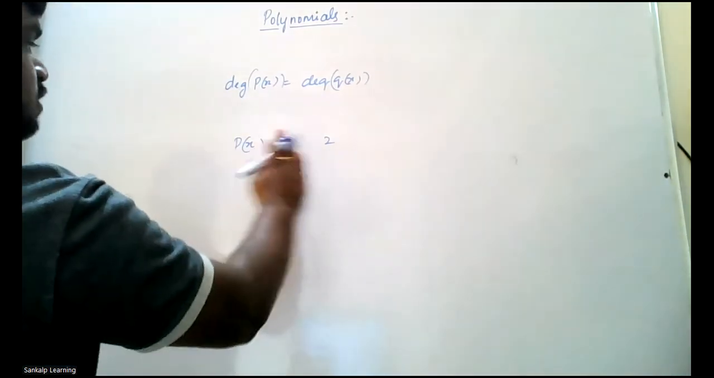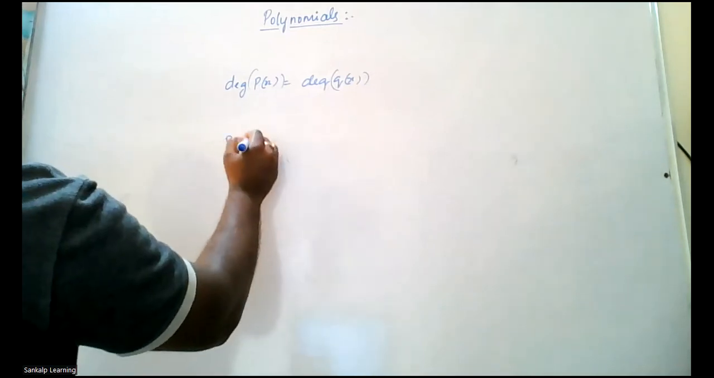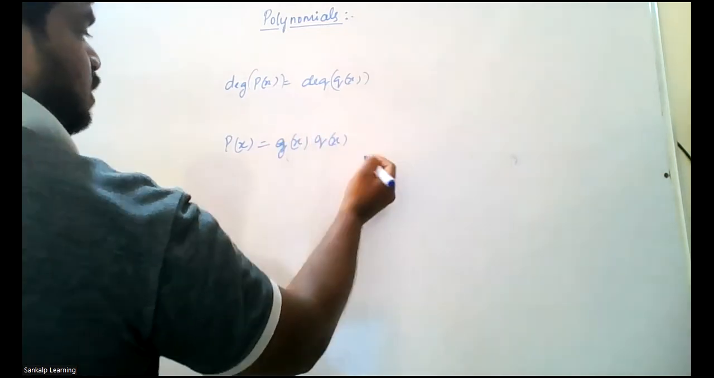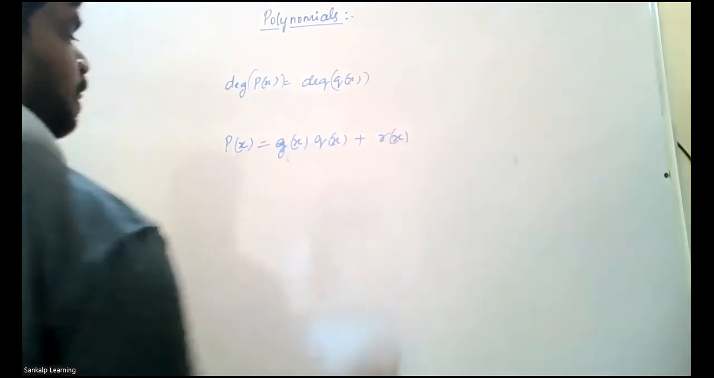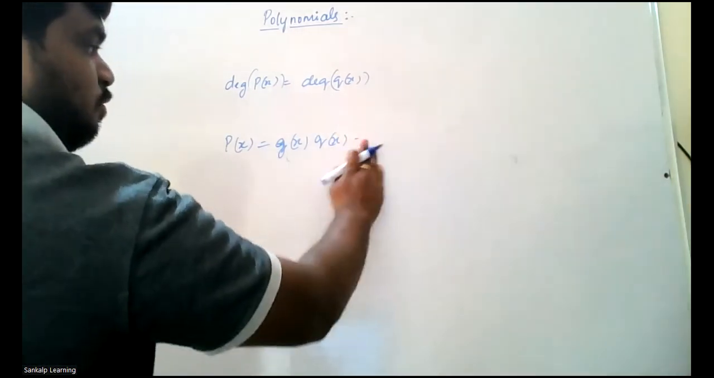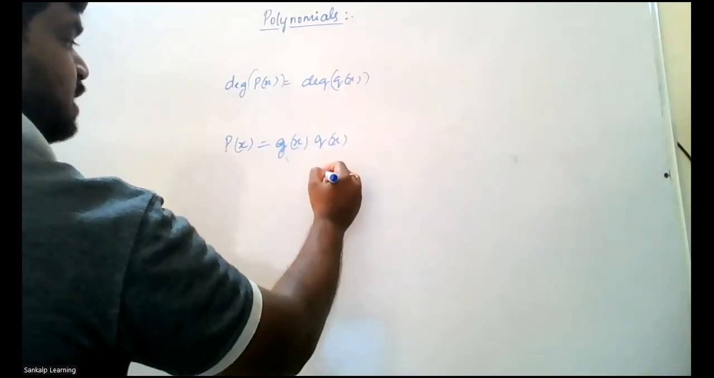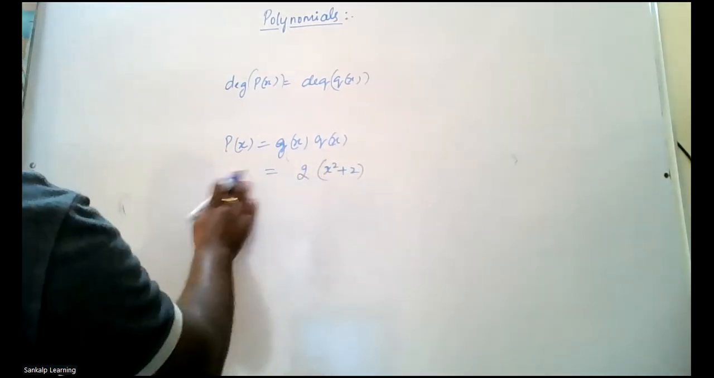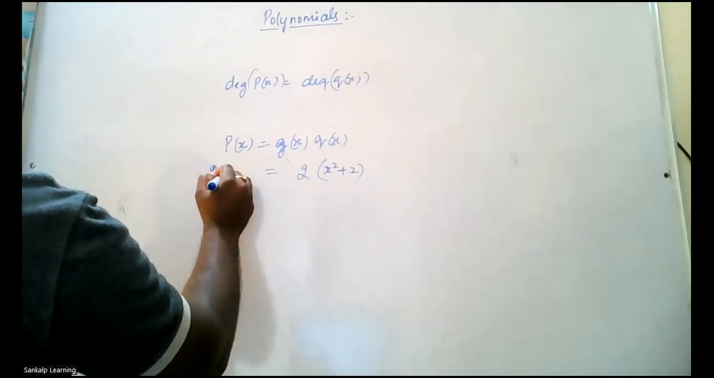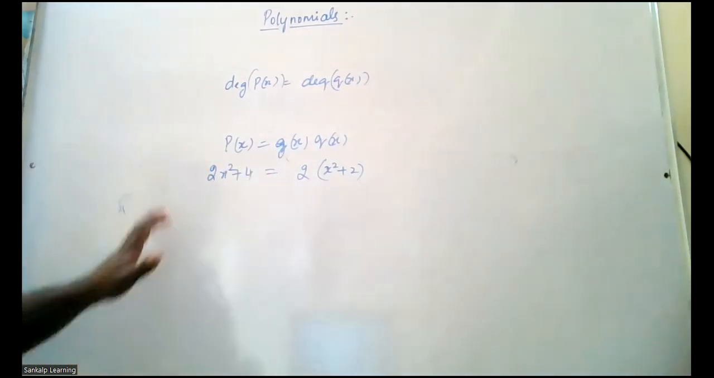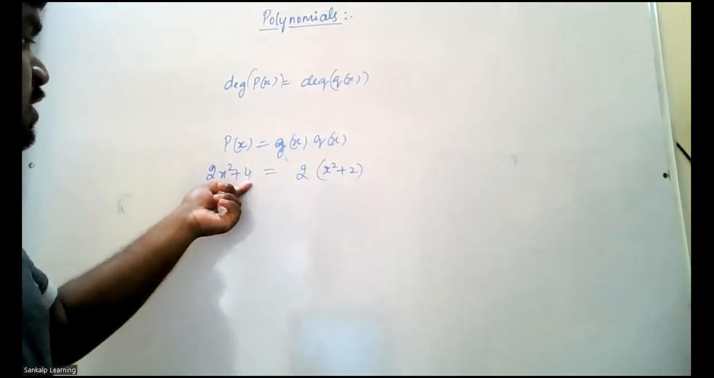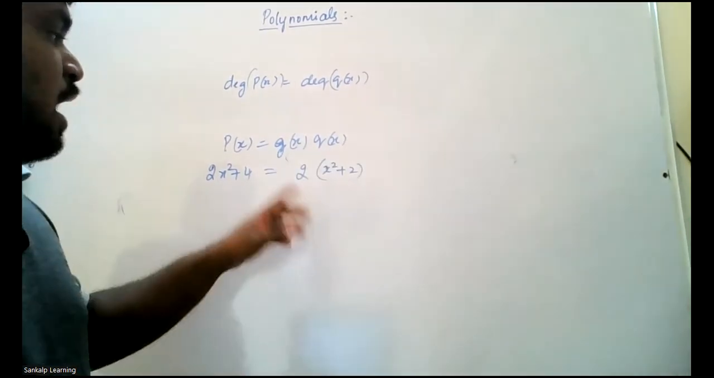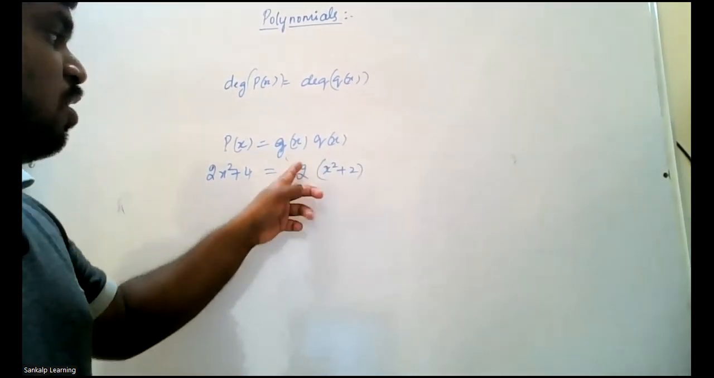Let's do it like this. We know that p of x is equal to g of x into q of x, isn't it? Plus remainder r of x. Let's take this remainder to be 0. Okay. Let's take this as x squared plus 2, and let's take this g of x as 2. So p of x will be 2x squared plus 4. Now if you observe, this is a polynomial that I've given as an example. This is my p of x. What is the degree of this? 2. What is the degree of q of x? That is also 2. As you can see, I've taken the divisor to be a constant, then it is possible.